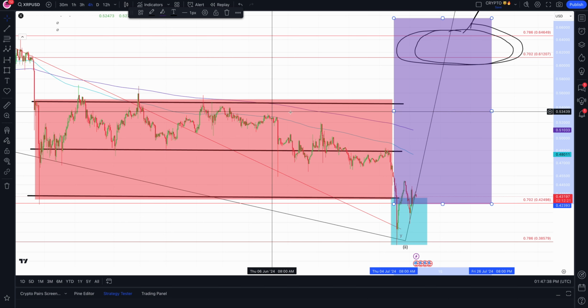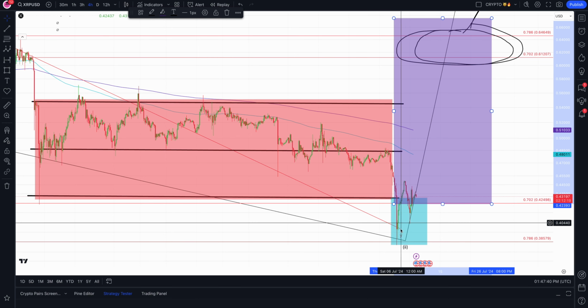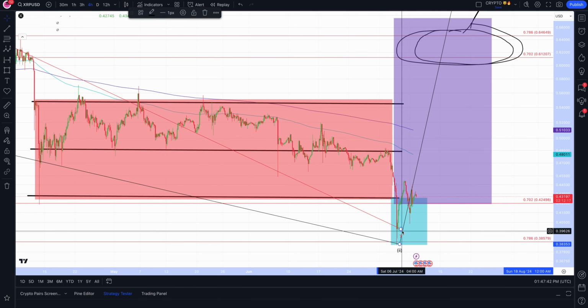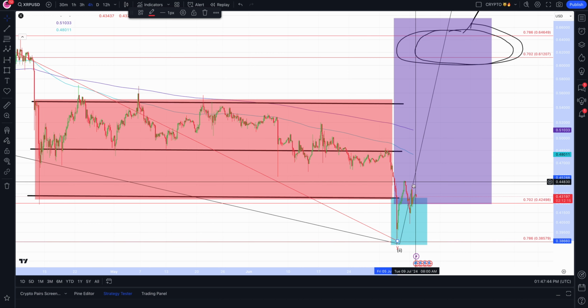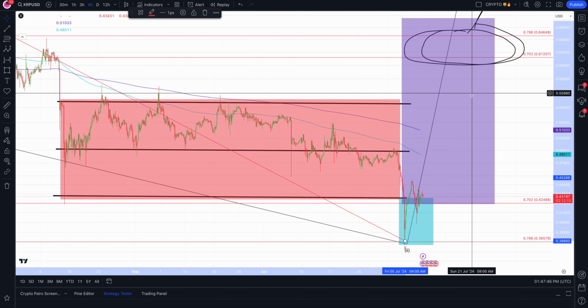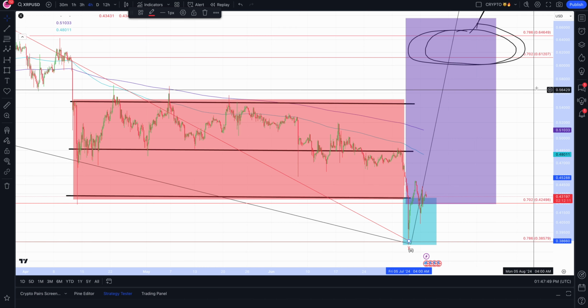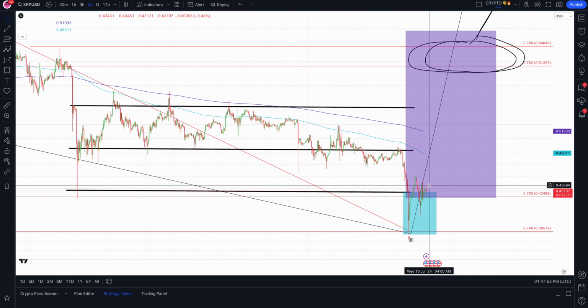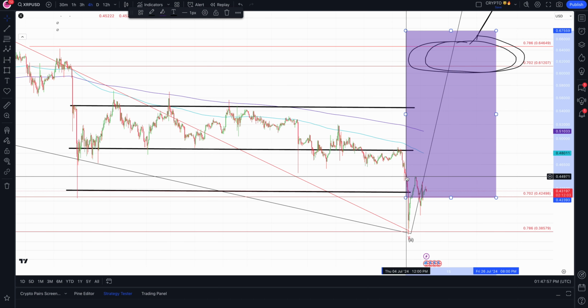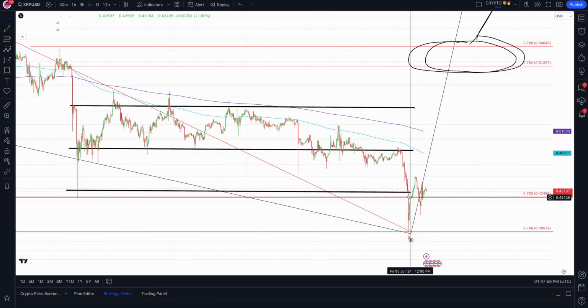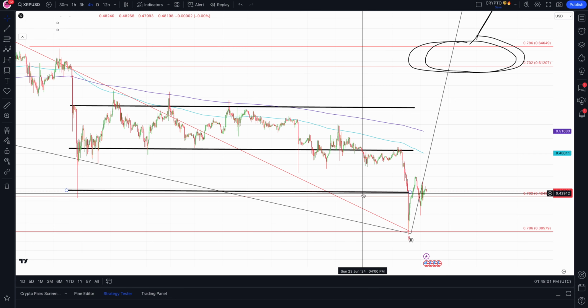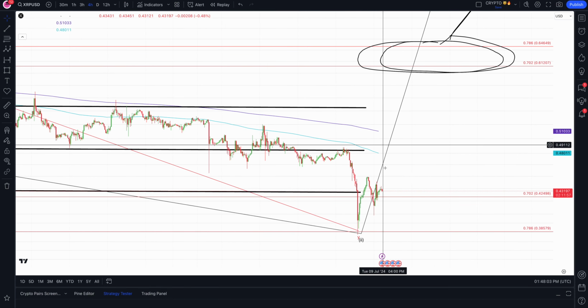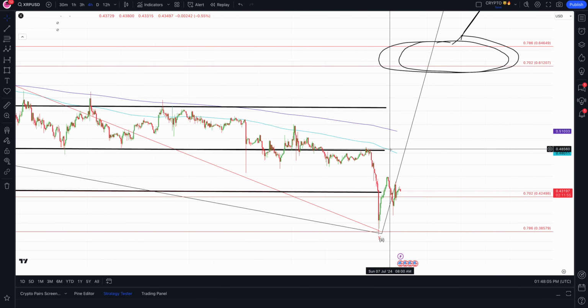Okay, so you have your accumulation, manipulation under the range towards the 78.6% fib, and then you have your distribution, or in other words, expansion. Okay, so nothing to worry about here with XRP. Everything is looking good. We're just going to continue to chop and grind and go sideways, before we finally see some resolution above this range over here.